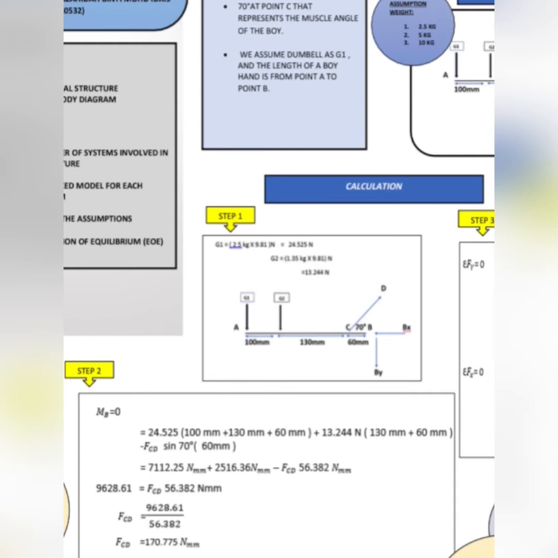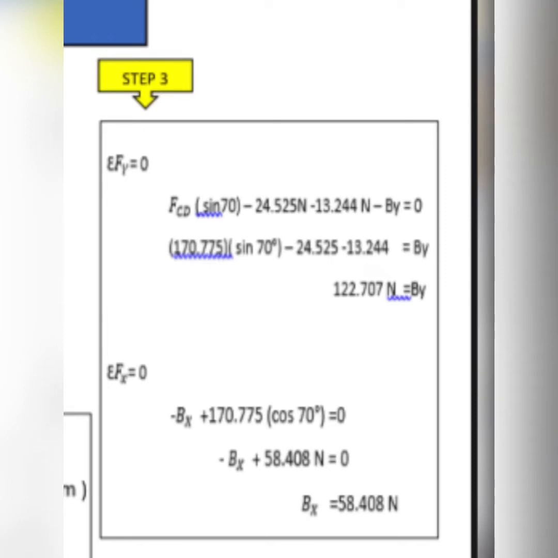Next, step 2, we got FCD. For CD, 170.775. Then FBY is 122.707 Newton, and force BX is 58.408 Newton.